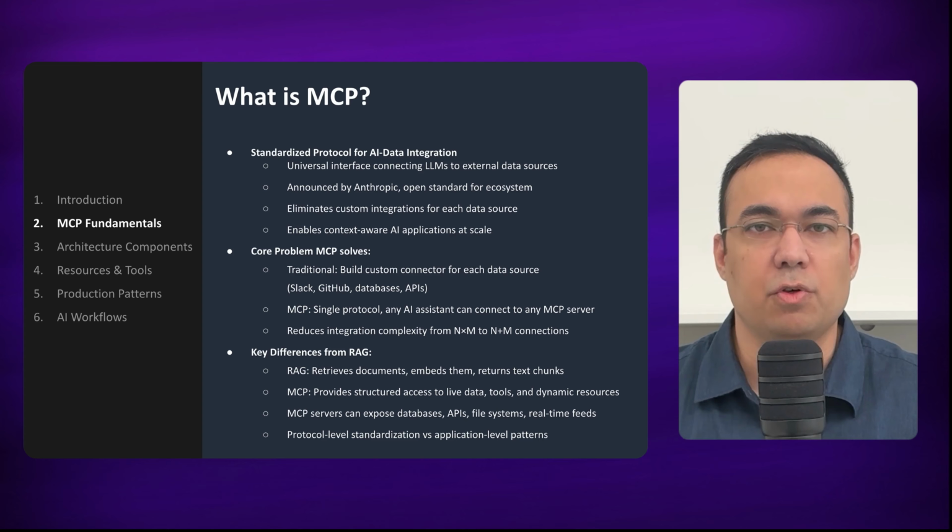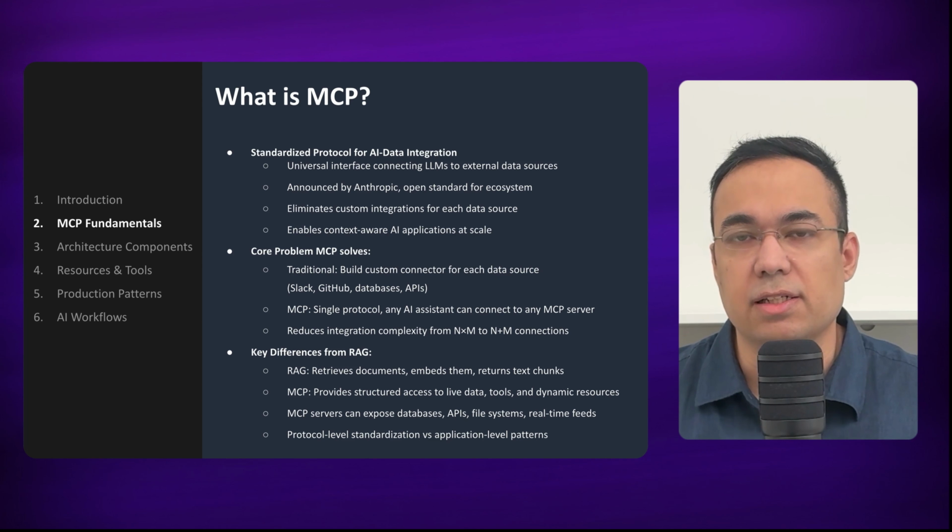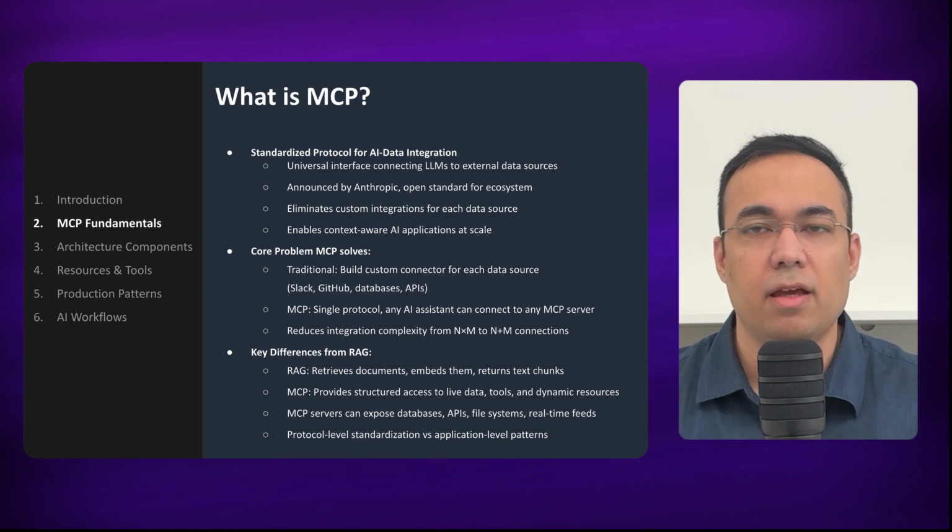Before MCP, if you wanted to connect your AI assistant to Slack, GitHub, your database, and various other APIs, you would need to build custom connectors for each one of them. That's a significant engineering and maintenance effort.